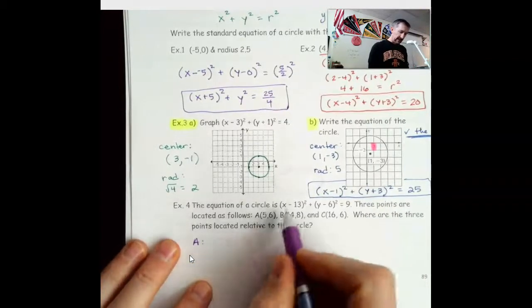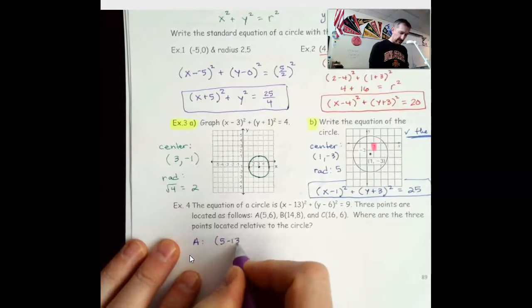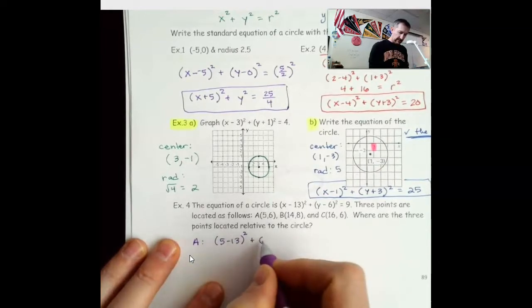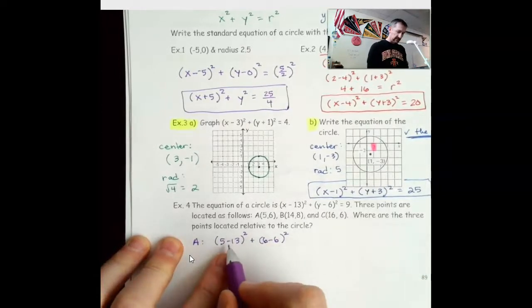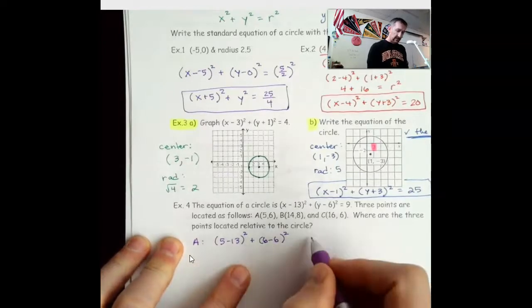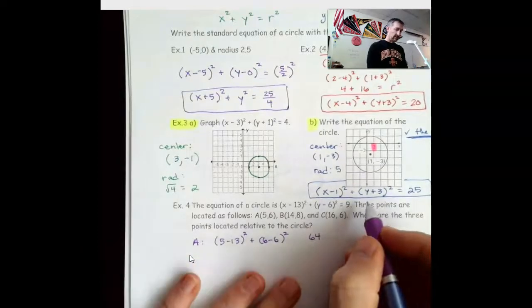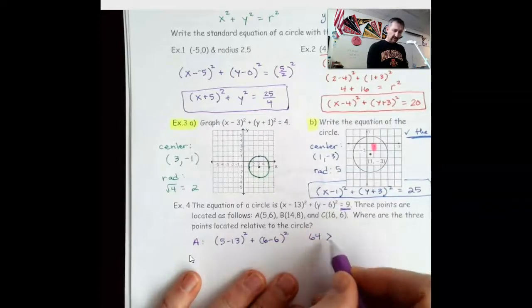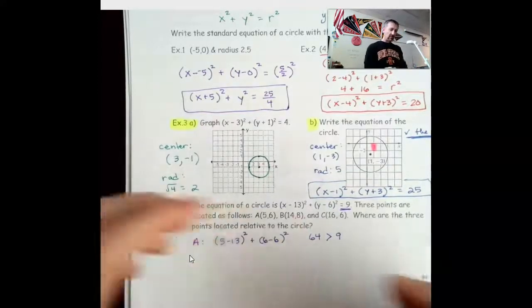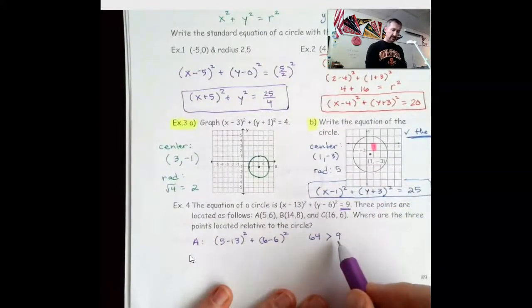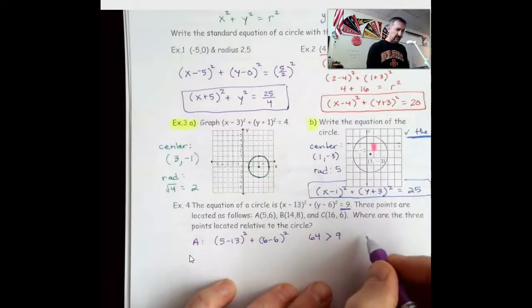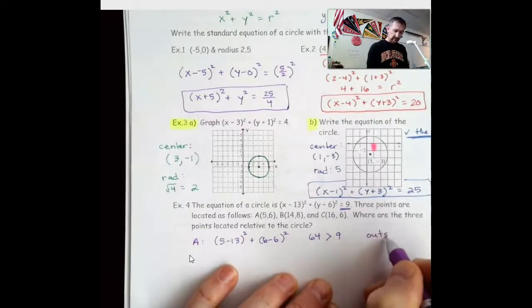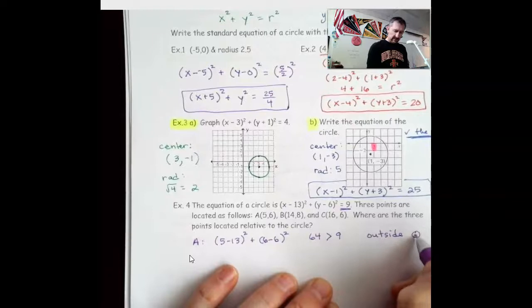So if we take point A and we plug it in there, we're going to have 5 minus 13 squared plus 6 minus 6 squared. So this is negative 8 squared. That's 64 plus 0. So that's 64. And if we compare that to this, 64 is greater than 9. So if that's greater than the radius squared, then that's going to be outside the circle, which hopefully makes sense. Outside of the circle.